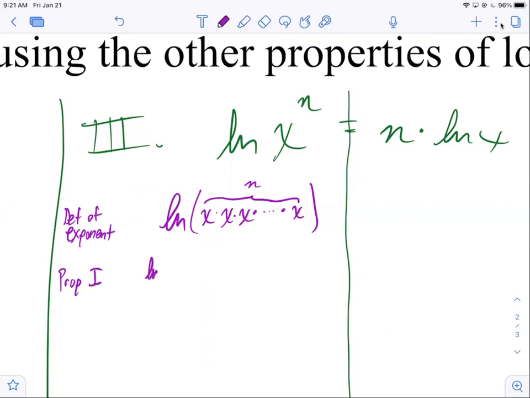Property 1 says this becomes the natural log of x plus the natural log of x plus the natural log of x plus dot dot dot plus the natural log of x. You typically need 3 of them to show the pattern, and then you put the ellipsis points, that's what it's called, to show omissions, and then you finish up. And how many of these fellas do I have? N of them, right? And that's using property 1. Now, is there an abbreviated way to add up the same term multiple times?